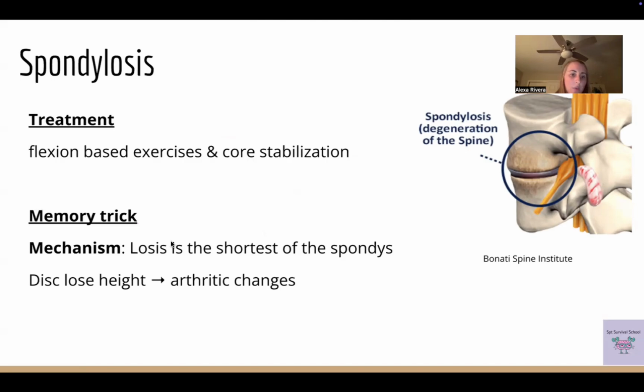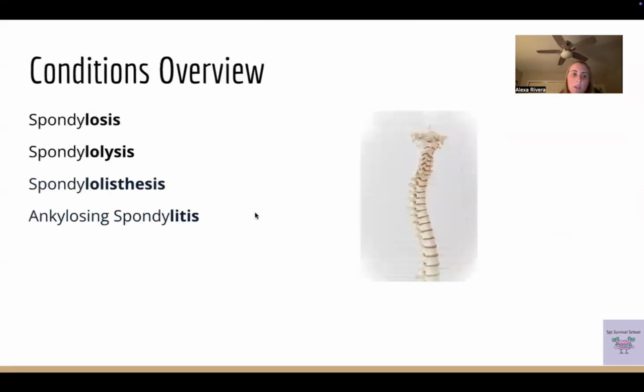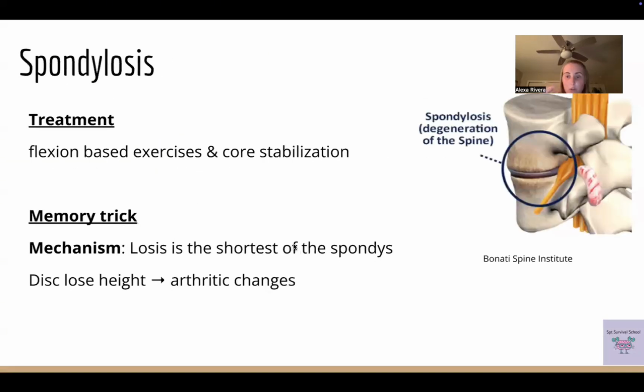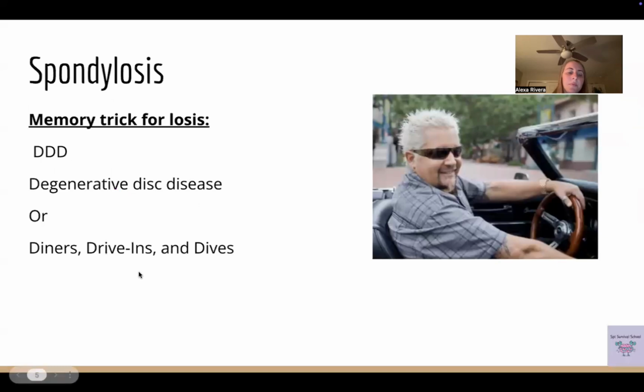A way I like to remember it is that -losis is the shortest of the spondies. So you can see here that it's shorter than the rest of these. So it's going to have the disc shrinking, the discs losing their height. So that's just a way that I like to remember the mechanism.